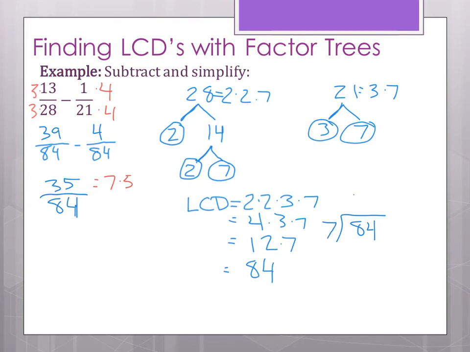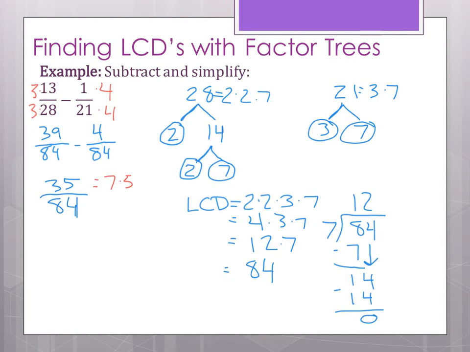7 will go into 8 one time. 1 times 7 is 7. When I subtract those, I get 1. So now I'll bring down the 4. 7 will go into 14 two times. 7 times 2 is 14. And when I subtract those, I get 0. So once I'm finished dividing and I have no remainder, 7 will go into 84 evenly, right? 7 times 12 will be 84.